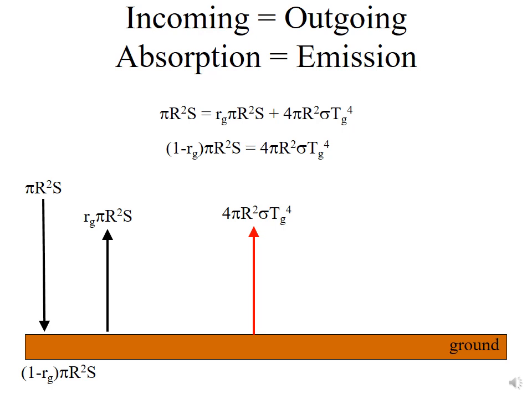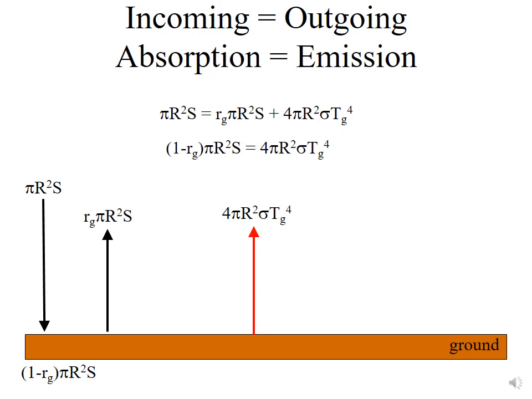So let's apply our radiative equilibrium to this model. The first equation is basically equating the incoming radiation to the outgoing radiation. The only downward arrow in our system is the incoming radiation, pi r squared S. Then we have two streams of outgoing radiation: one shortwave, which is the amount of radiation reflected off the ground, and one stream of long-wave radiation, which is the infrared energy emitted by the ground. You set those equal to each other, and that's the radiative equilibrium of the system.